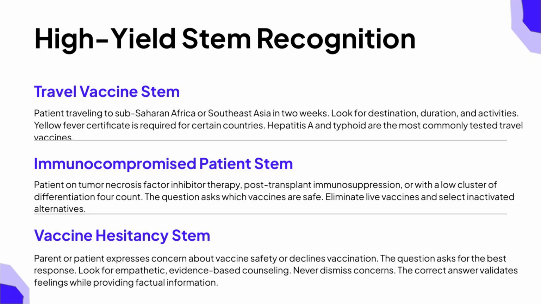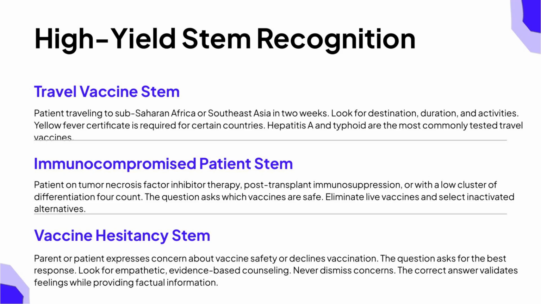Now let us talk about recognizing high-yield question stems. There are 3 main patterns you will encounter. First is the travel vaccine stem. The board will give you a patient traveling to a specific region and ask what vaccines they need. Your job is to match the destination to the vaccine. Yellow fever for sub-Saharan Africa and South America, hepatitis A and typhoid for most developing regions, and meningococcal vaccine for the meningitis belt of Africa.